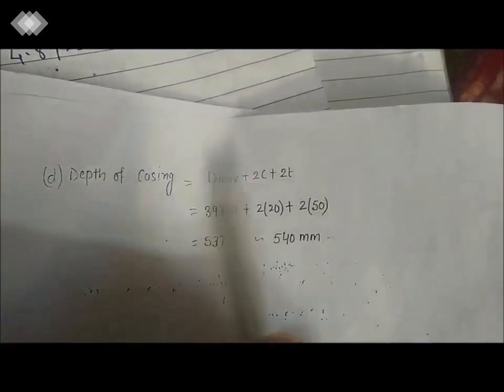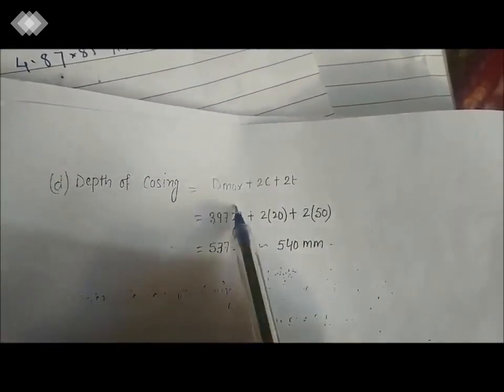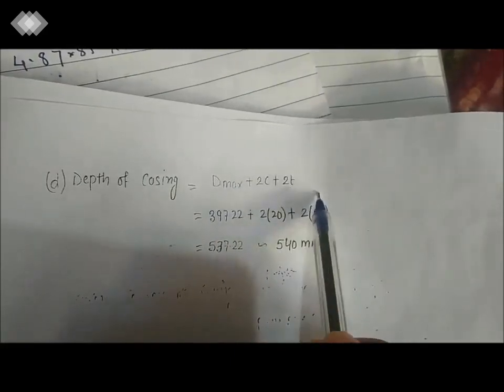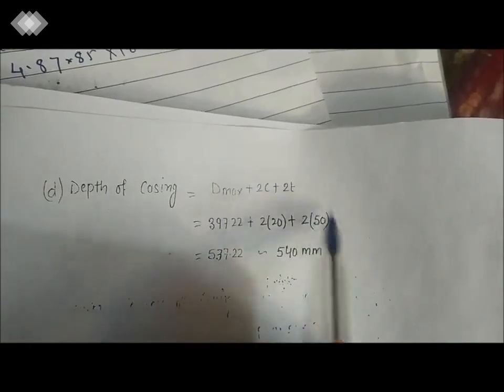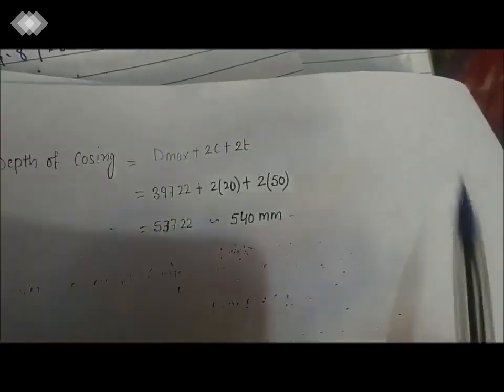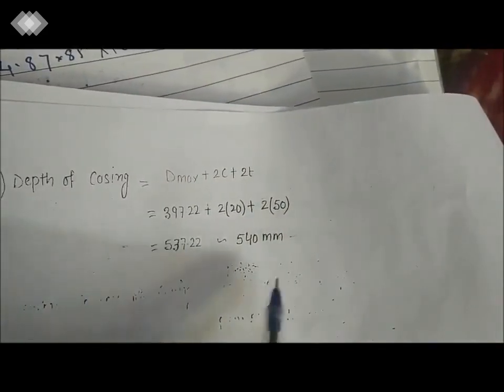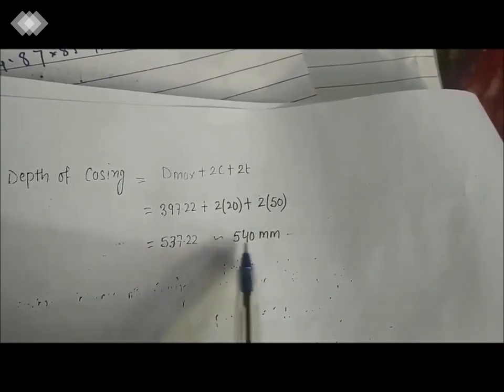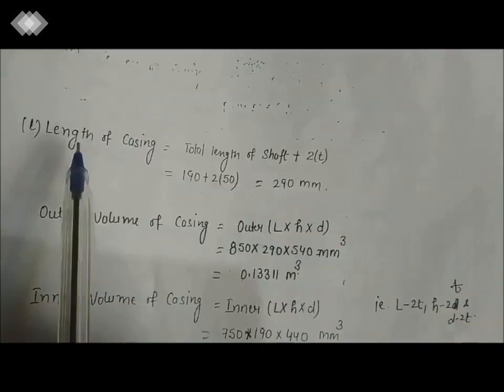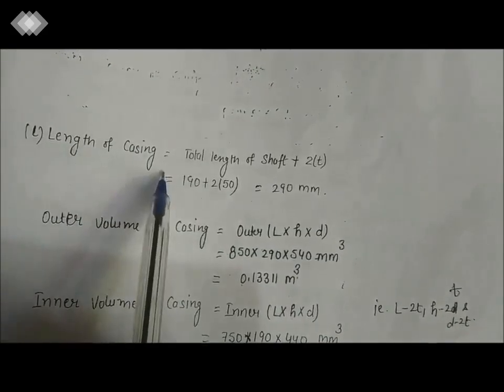Depth of the casing is equal to maximum diameter plus 2c plus 2t. We already consider the value of c as 20, and t we have calculated, that is 50. So we get the depth of the casing. We will equate it with the round figure, so it is 540 mm.